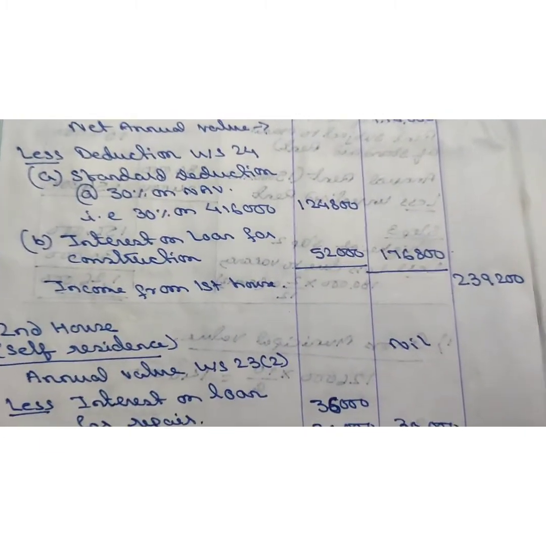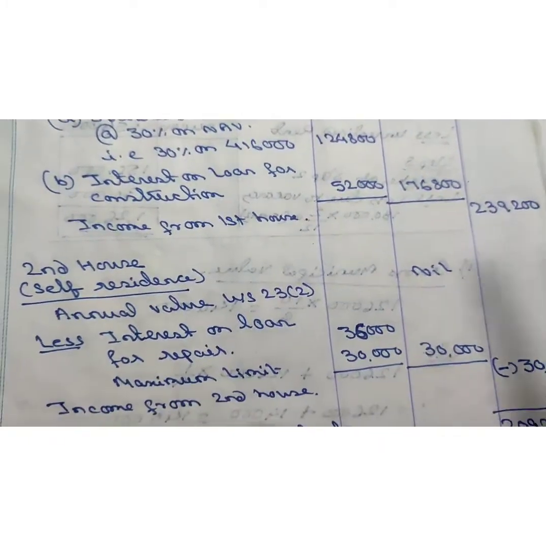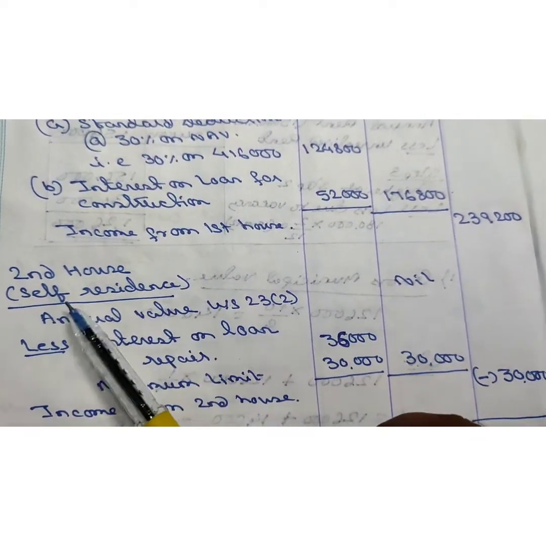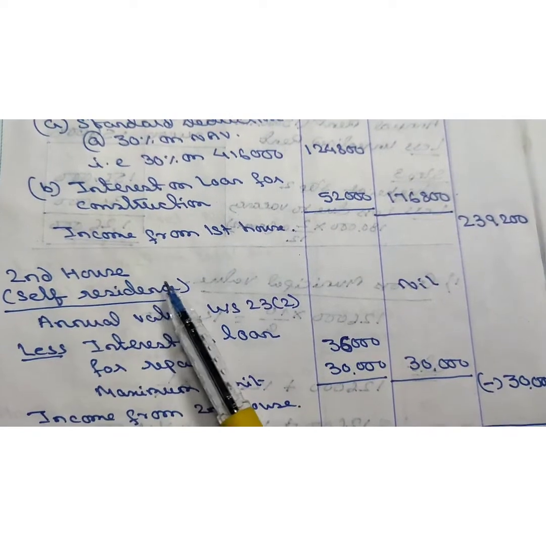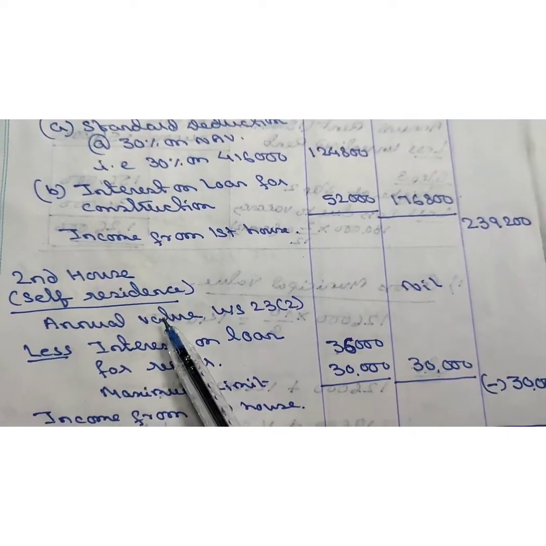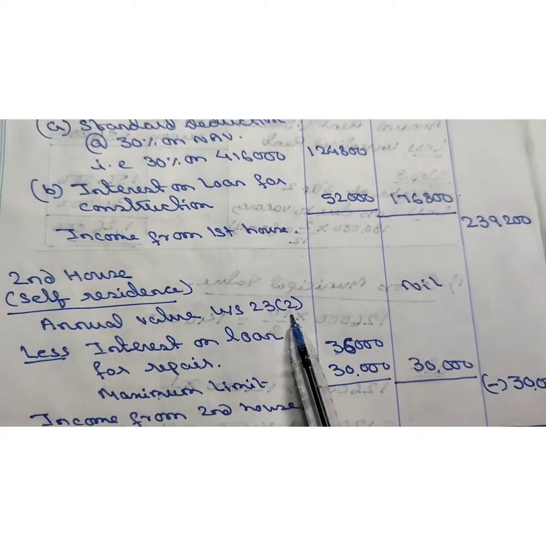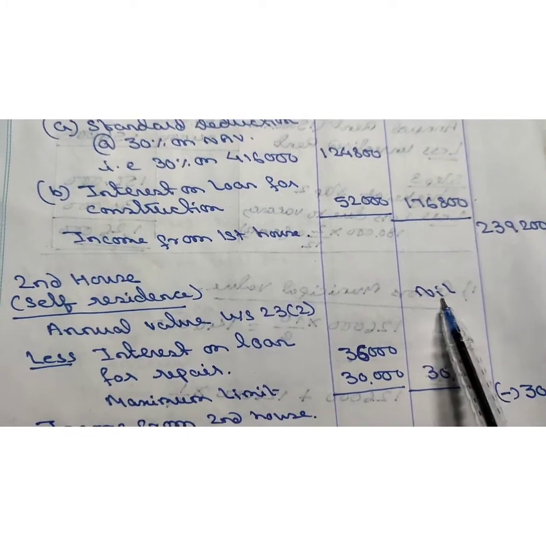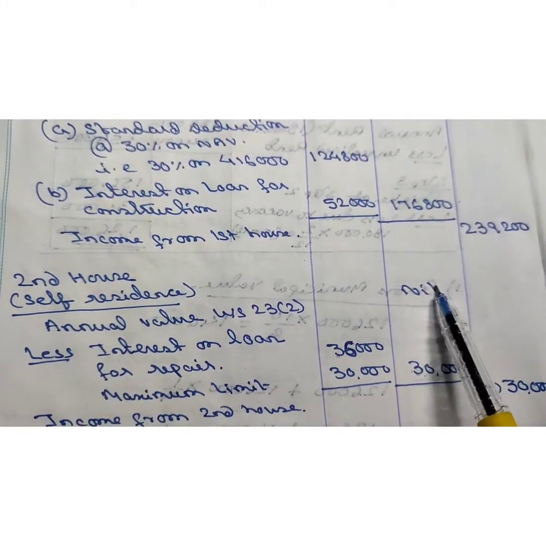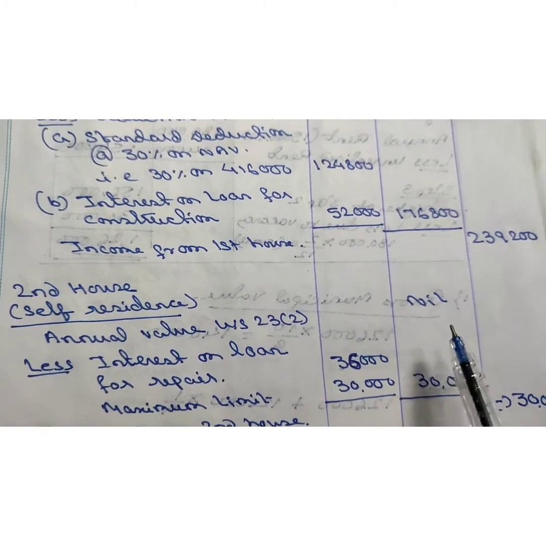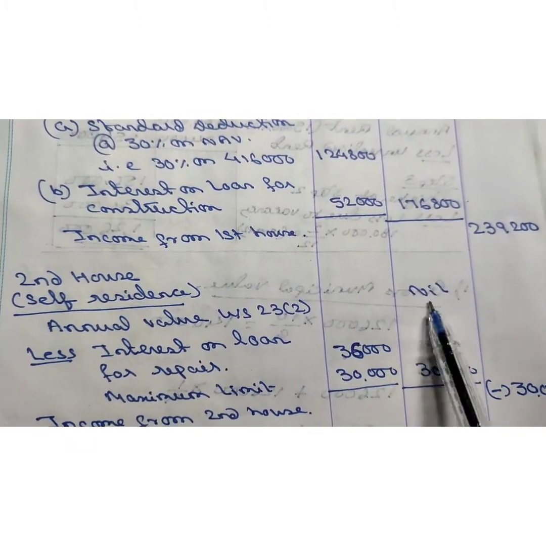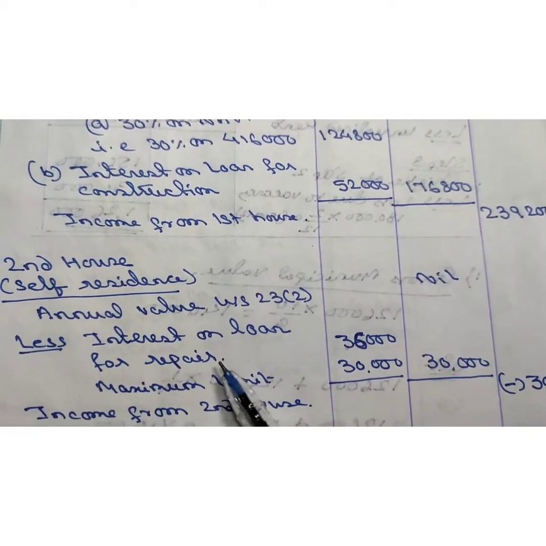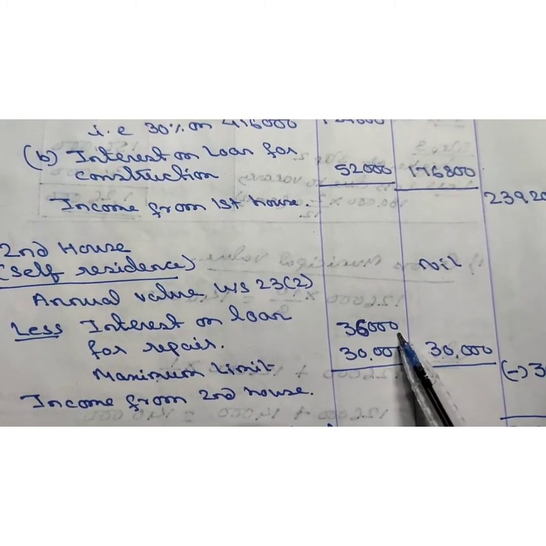Computation of income from the first house is complete. Now we come to the second house. The second house is used for self-residence. That means it is a self-occupied house. So according to section 23 subsection 2, the annual value of a self-occupied house is always nil, and from it there is only one deduction. No municipal tax, no standard deduction should be reduced from this. Only one deduction is there, that is interest on loan. And interest on loan for repair is given in the question, that is 36,000.